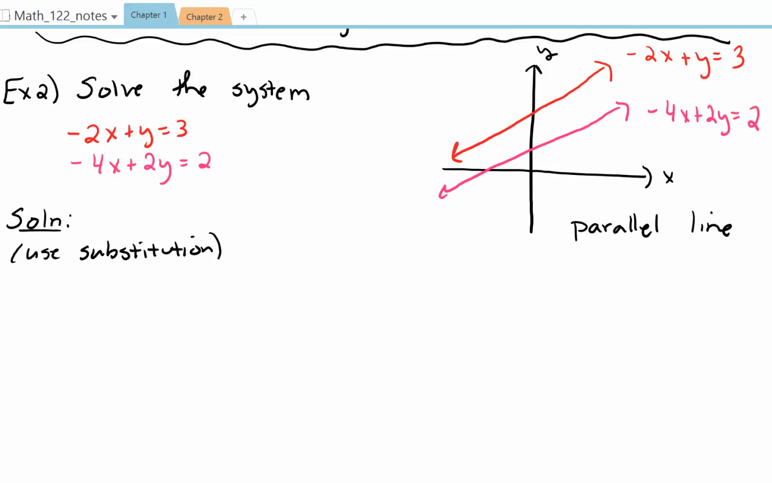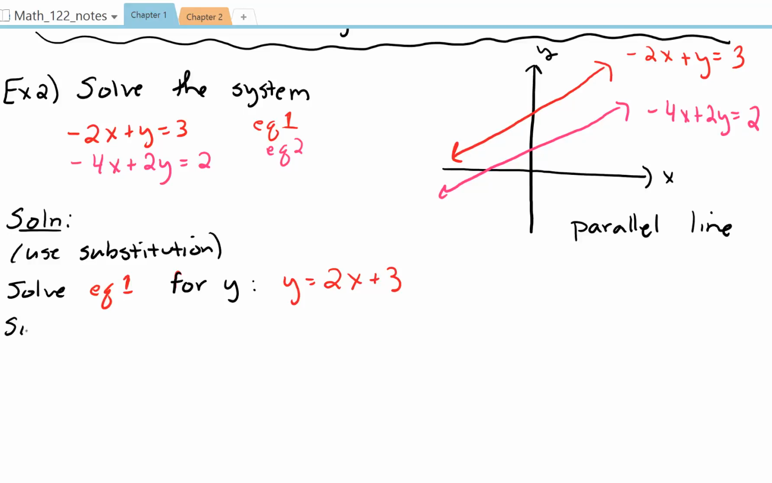So what I'm going to do is solve the first equation for y. So we'll call this equation 1, and we'll call this one down here equation 2. So let's solve equation 1 for y. So here we go. We solve that for y, and we end up with, let's put that in red, y equals 2x plus 3.